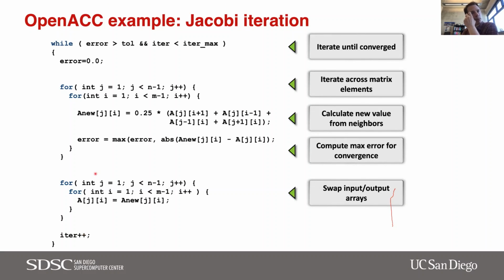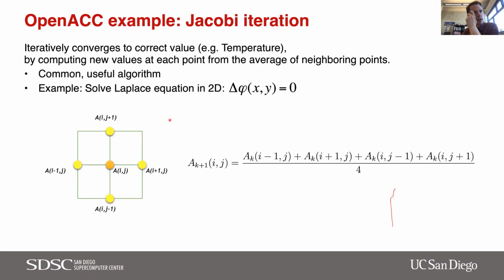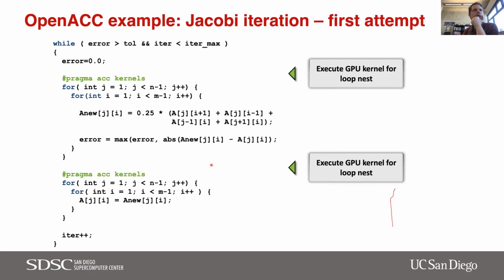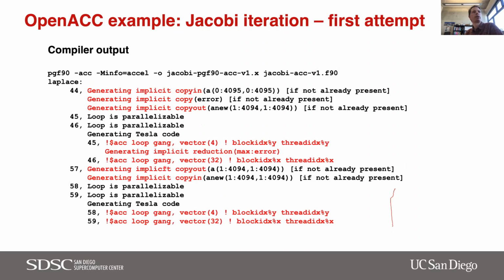Now, clearly this can be parallelized because in principle, I can work independently on any of those elements ij. And so I want to do that. I just insert pragma acc kernels and hope for the best. Then you can compile the code. You call the PGI compiler, PGF90 if you use a Fortran code or PGCC if you use C, and it will tell you what it does.